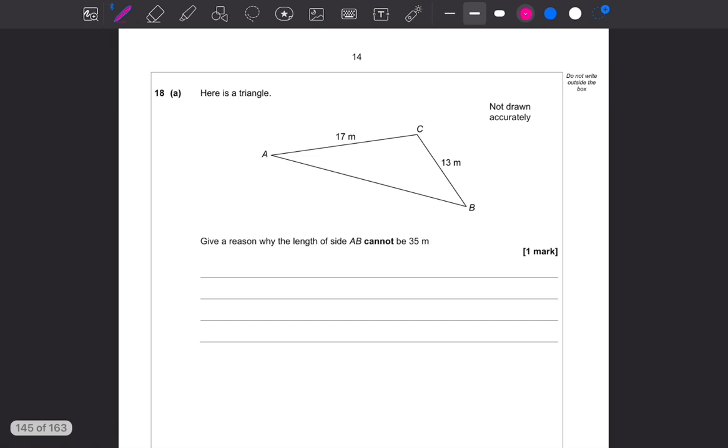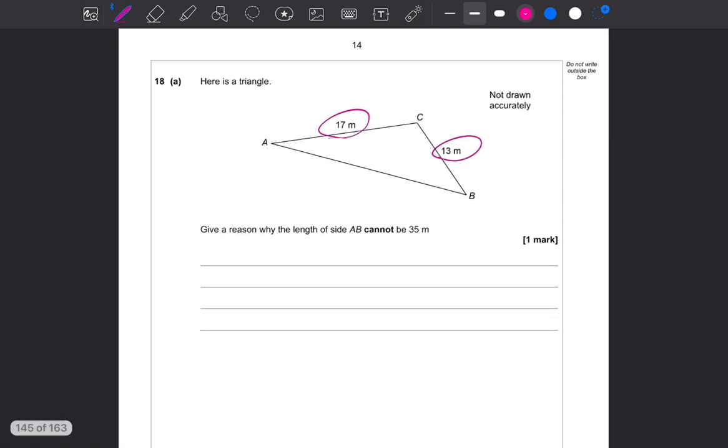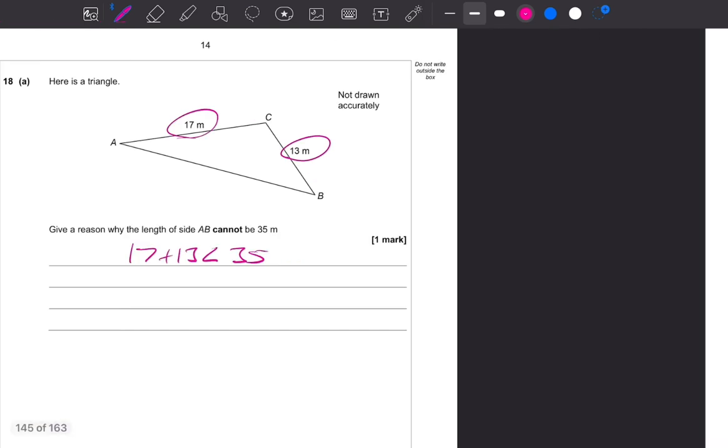Here's a triangle. Give a reason why the side length AB cannot be 35 meters. Well, these two numbers are less than 35 meters. If you think, the only way that if this was 35, they would never connect. There would be no point C. They'd be just dangling down and never actually connect with each other. So we can say 17 plus 13 is less than 35.